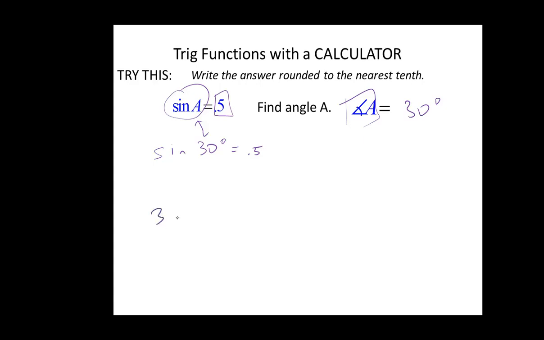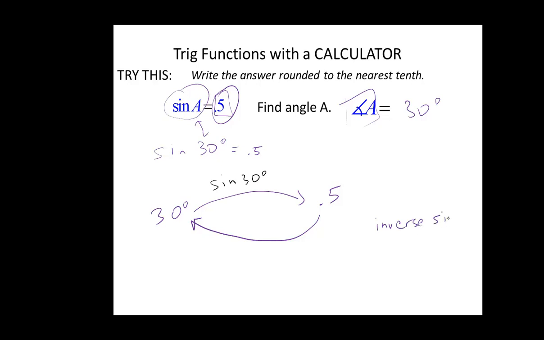So when we started with 30 degrees before, and we took the sine of 30 degrees, that resulted in the 0.5, essentially 0.5. Now we want to start with 0.5 because that's what they gave us here, and find our way back to 30 degrees. In order to do that, we need to use something called inverse sine. This is also called arc sine.